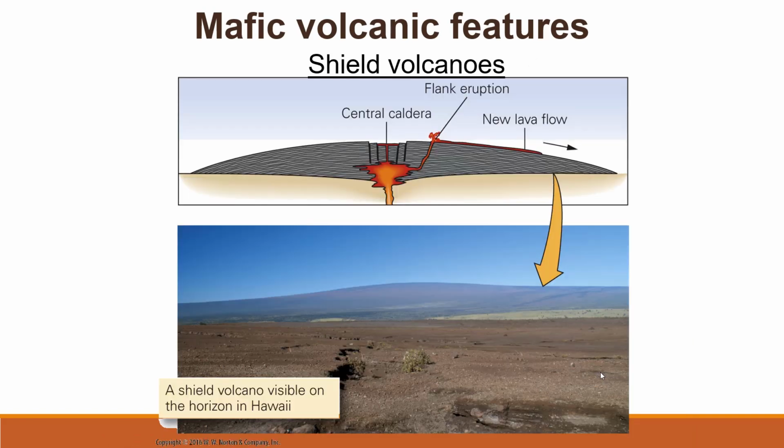We can have large scale features. These would be things called shield volcanoes. A shield volcano is called that because it looks like a shield laying on the ground. These happen when you have very low viscosity flows that can flow for long distances. They don't have very steep sides, and so they're very large features. These are forming from successive flows, flow after flow after flow stacking up on top of each other. So this is what the Hawaiian volcanoes are.